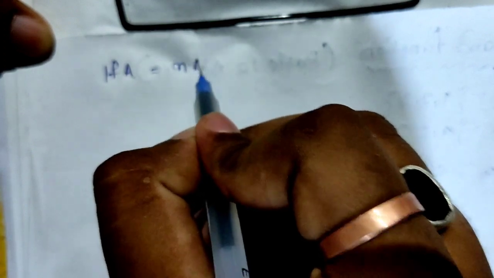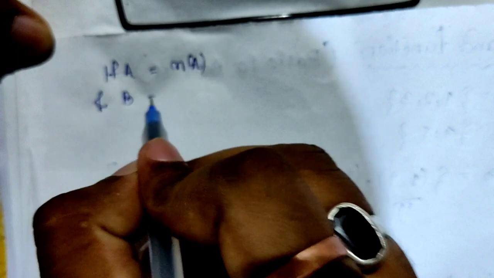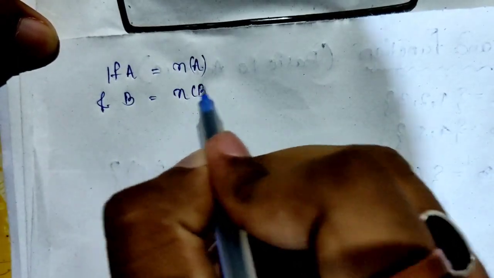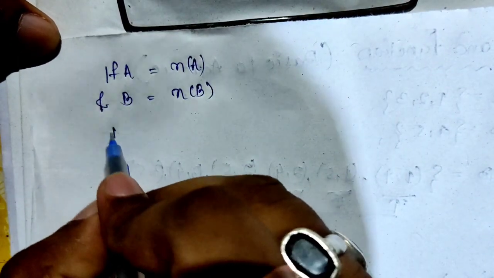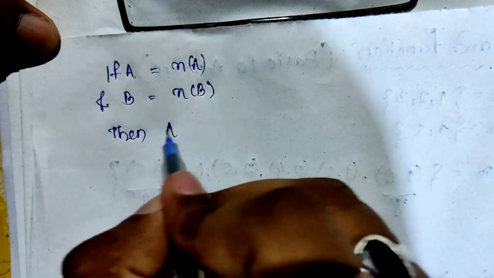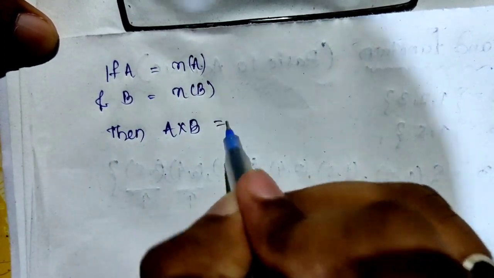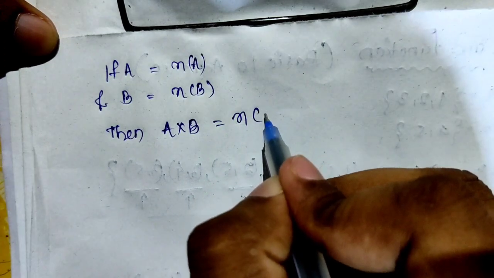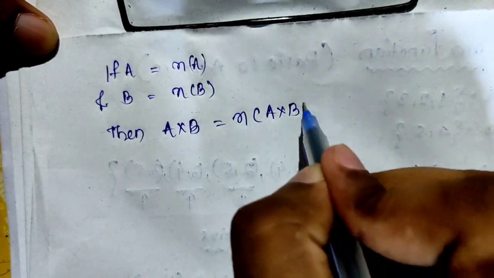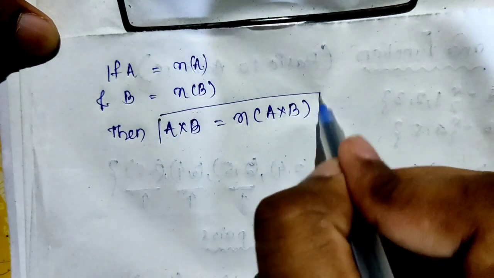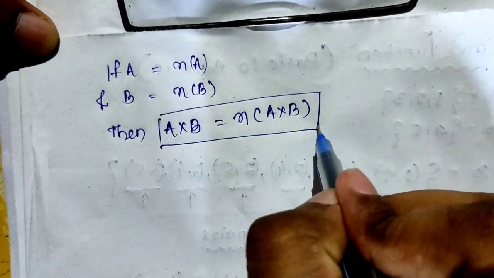After that, if a set A has a number of elements and set B has b number of elements, then their cross product should have a times b number of elements. This is the most important formula you should remember.